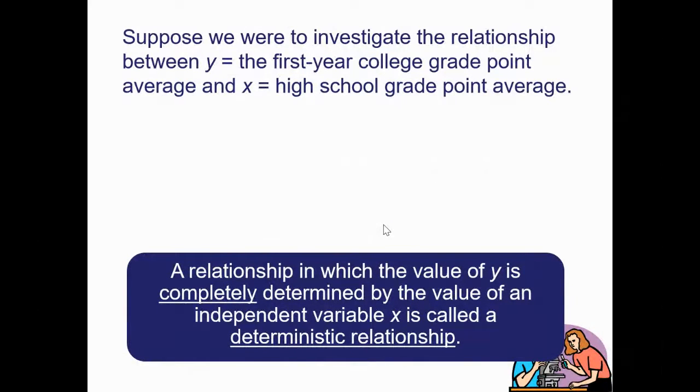A relationship in which the value of y is completely determined by the value of x is called a deterministic relationship. If that's getting kind of verbose and you may not understand this when you're studying for the AP test, maybe write something like what I just said: if x is blank, y will be blank, without a doubt. That's what a deterministic model is.